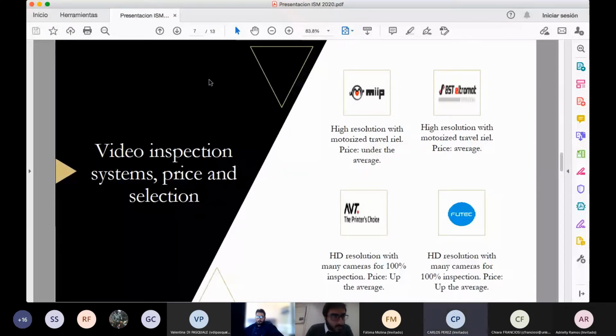The third one is a US brand that offers HD resolution with many cameras for 100% inspection of the printing area, and the price is the average of the market, and it depends on the number of cameras that the machine needs, 1 camera for each 10 inches of web width. The fourth one is a Japanese brand that also offers HD resolution with many cameras for 100% inspection of the printing area, and also the price is the average of the market.